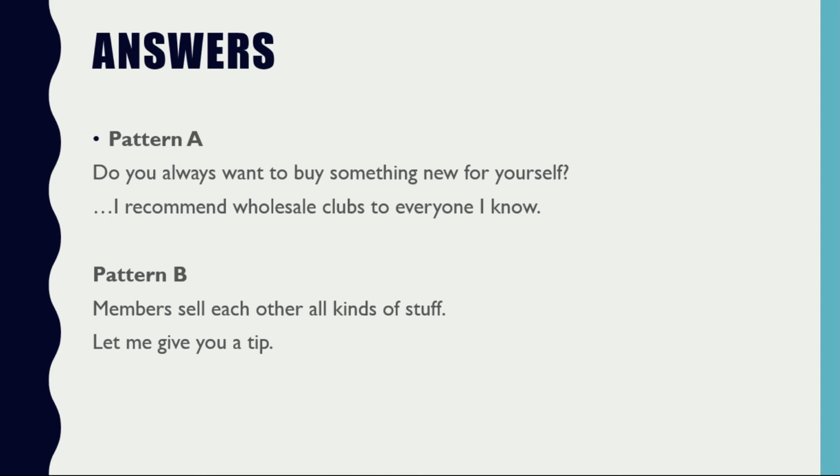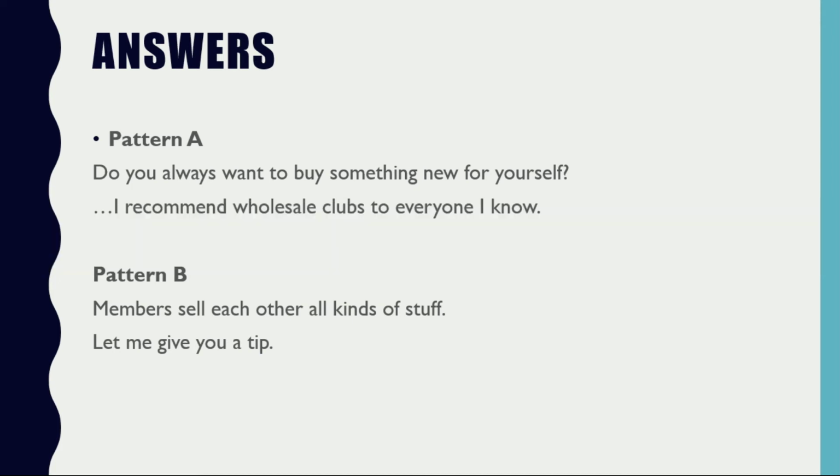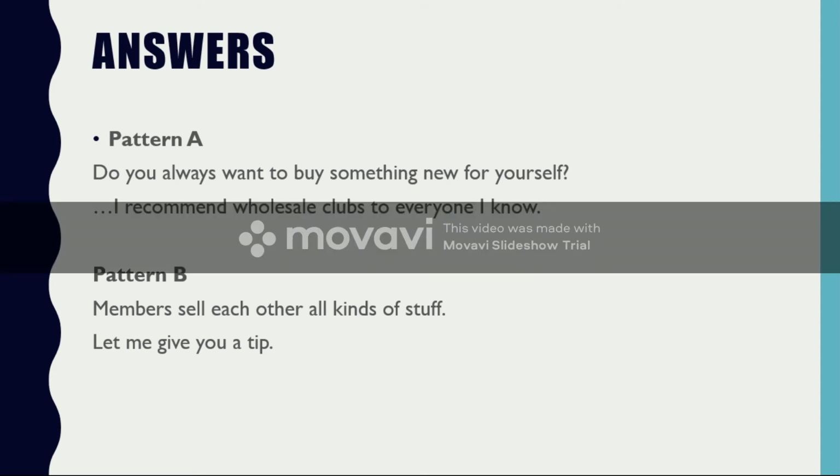Well, as you can observe, the sentences that follow pattern A in the Starting Point activity are: Do you always want to buy something new for yourself? And: I recommend wholesale clubs to everyone I know. For pattern B, we have another two: Members sell each other all kinds of stuff. And: Let me give you a tip. Those two follow pattern B.